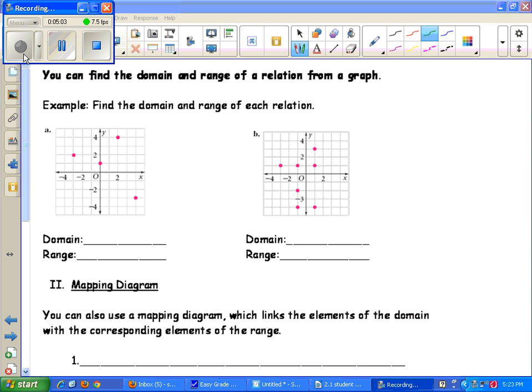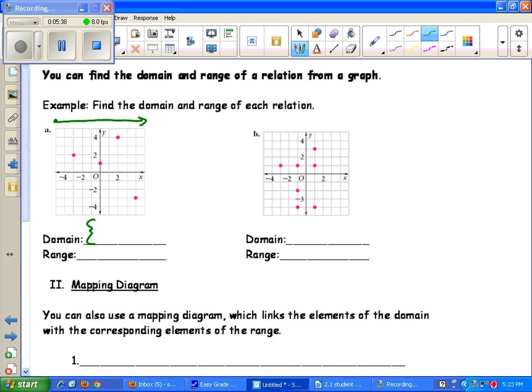You can find the domain and range of a relation from a graph. For example, find the domain and range from each of these relations that we have graphed right here. When you're writing the domain, usually we use these little curly brackets, and we write the values in order from least to greatest with no repeats. Remember that your domain is all possible x values. Your x values start here on your graph and go this way, so we write the values going that way because those are our x values.